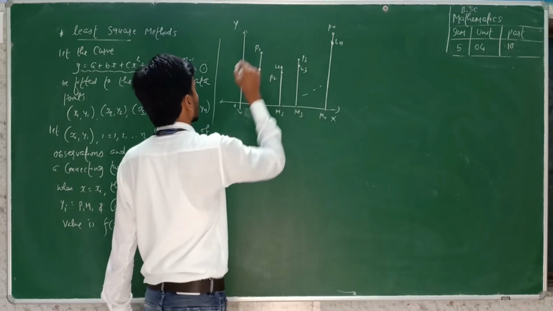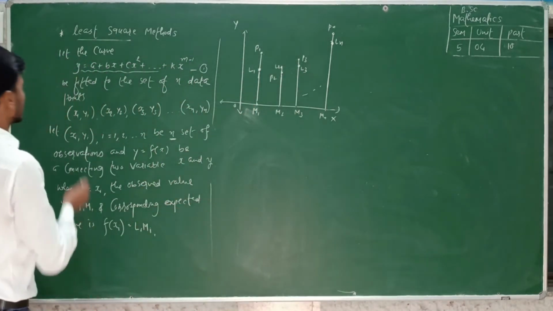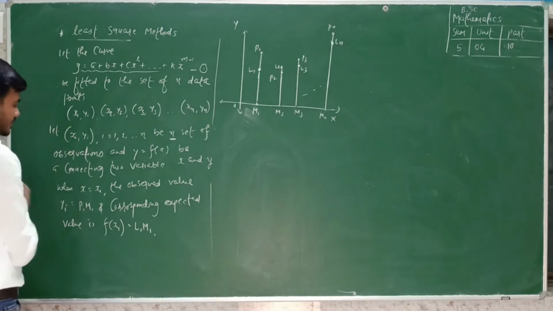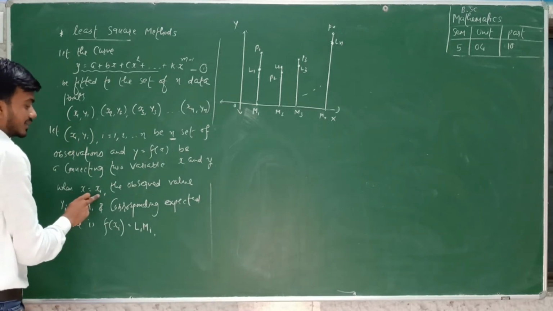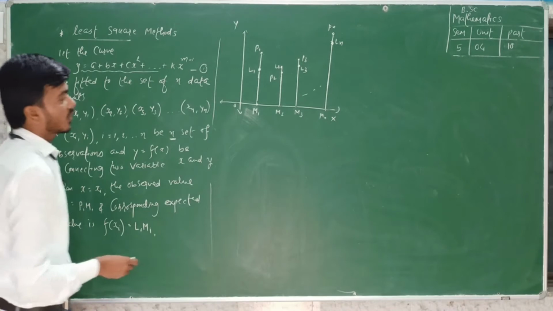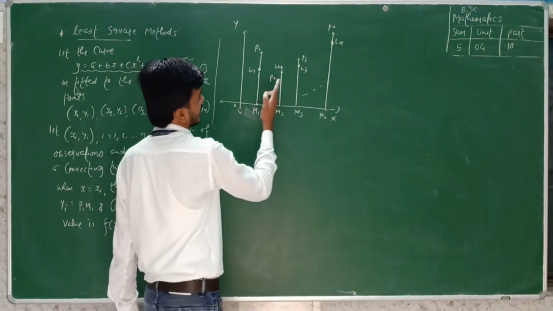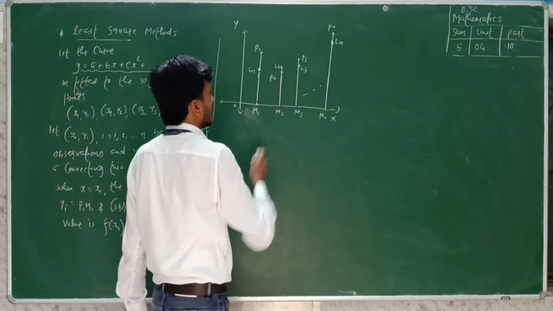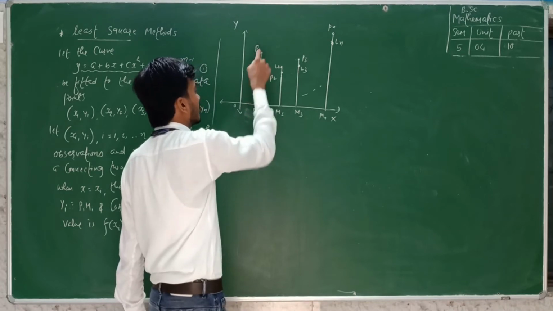So whenever we put x is equal to x1 in y is equal to f of x, it can represent this type of data. Our observation values are Pi Mi.